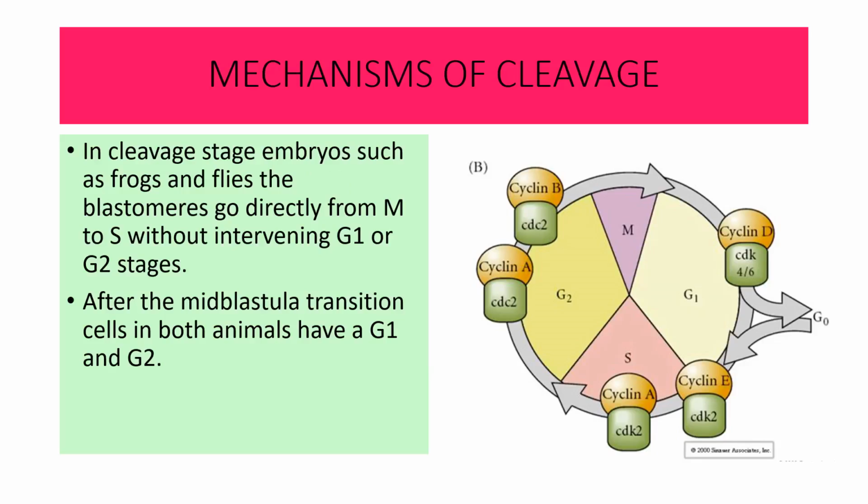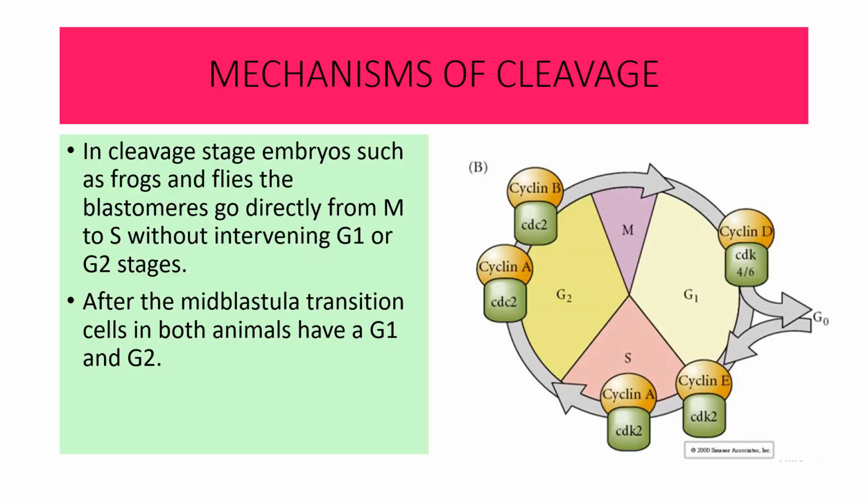Now coming to the mechanism of cleavage. Very important: when we look at the cell cycle or mitosis, there is the M phase, followed by G1, then S phase, then G2. In the G1 phase, synthesis occurs. In the S phase, the division of the nuclear material occurs, whereas in the G2 phase, again the synthesis of material for the organelles occurs, and then the division of the cell.